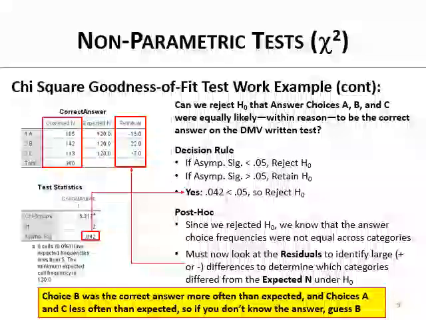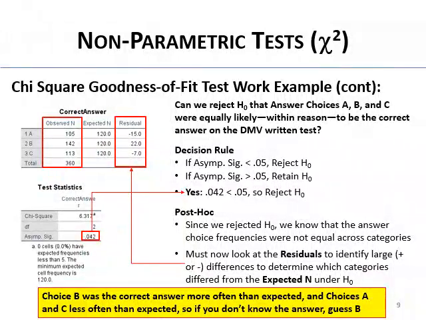And so if you don't know the answer on the DMV's written test, apparently guess B. So that was one of the old rules back in the day anyway. And that's basically chi-square. So how do we just write it up real fast?